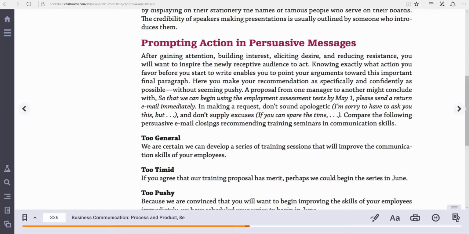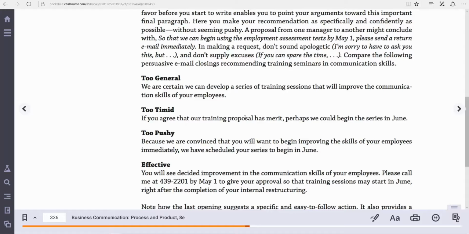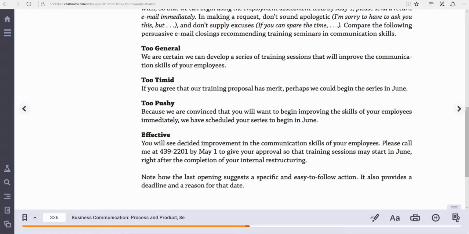Compare the following persuasive email closings recommending training seminars. This one is too general. We are certain we could develop a series of training sessions that will improve communication. If you agree our training proposal has merit, perhaps we could begin the series in June. Too pushy: because we're convinced that you want to begin improving the skills of your employees immediately, we have scheduled your series. You will see decided improvement in the communication skills of your employees. Please call me by May 1st to give me your approval so that training sessions may start in June.